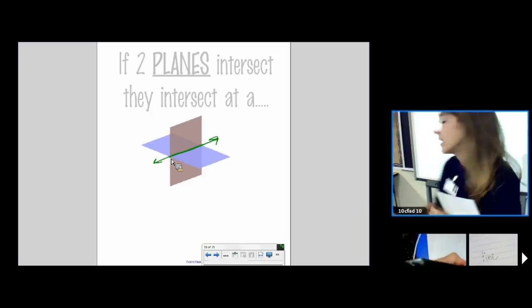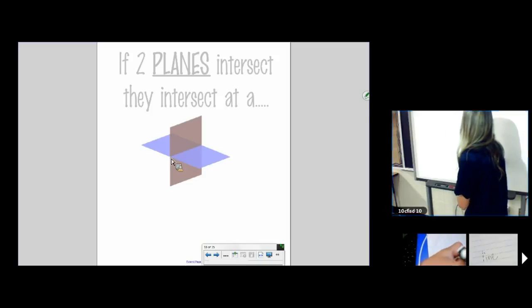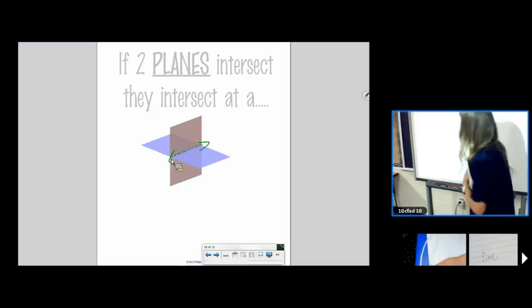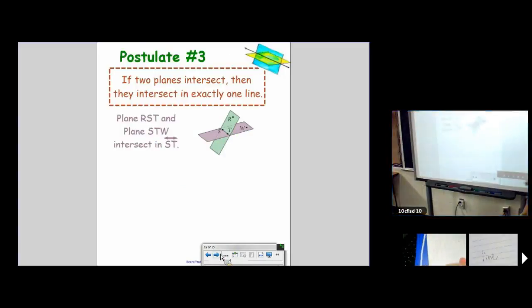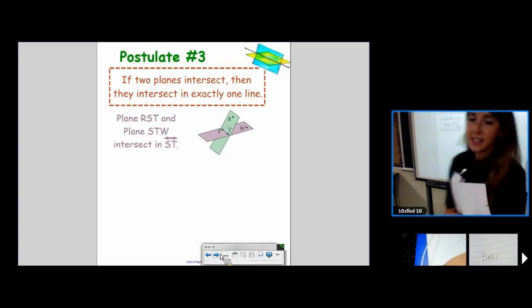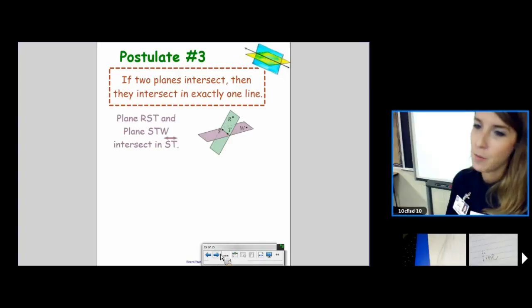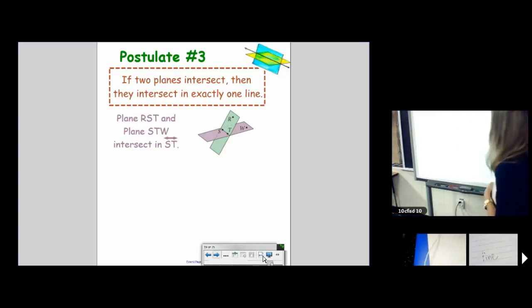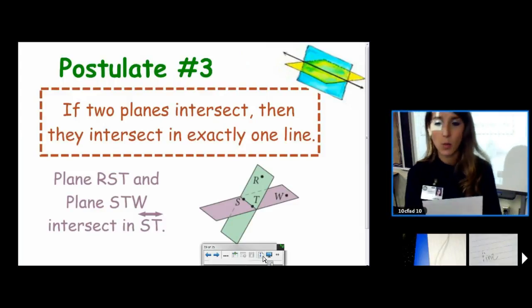A line, those are the points they have in common. They have all of those points in common. And if you connect them, what points they have in common? I'm sharing all these points. And then you connect those points, and you get a line. Okay? So that is postulate number 3. If 2 planes intersect, because they don't have to, they intersect in exactly 1 line. I'm not really going to give you time to draw the picture, but I do want you to write the postulate. Write the sentence only.